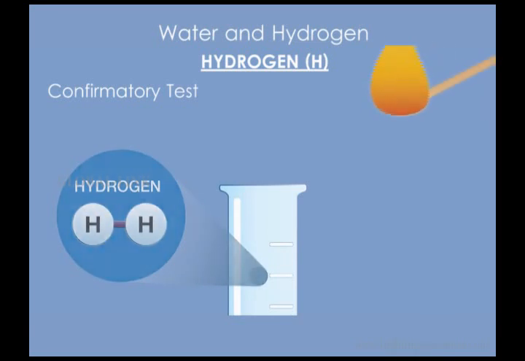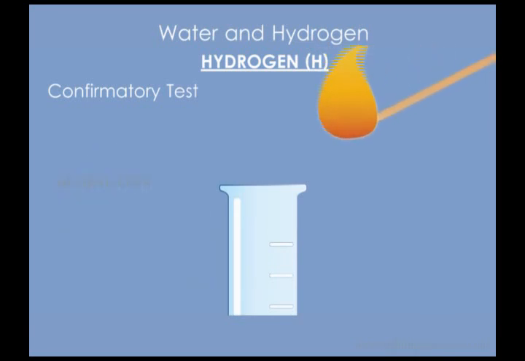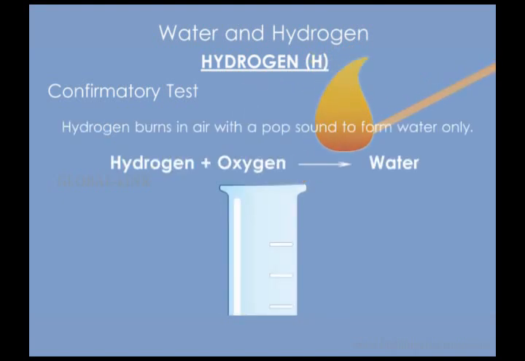You can test for the presence of hydrogen by placing a burning splint at the mouth of a vessel containing hydrogen gas. You should hear a very distinctive squeak pop sound, which confirms the presence of hydrogen gas.